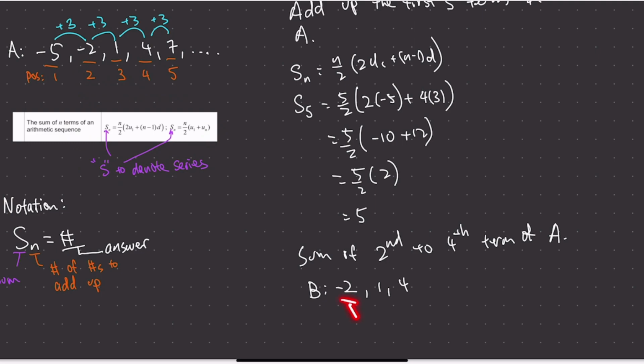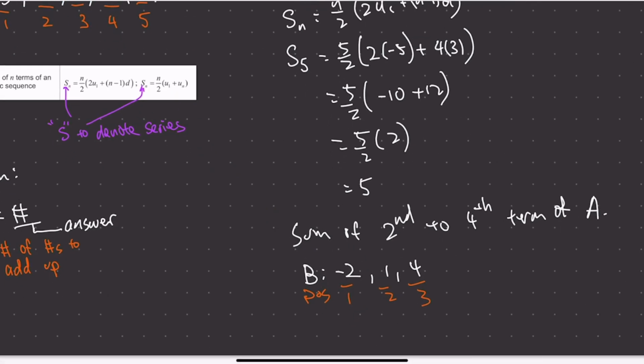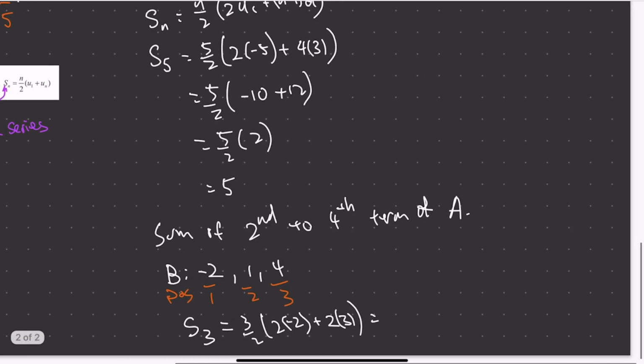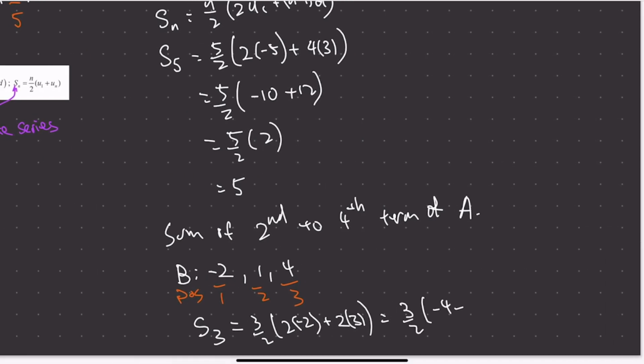So you need to start at position 1. We need to force this negative 2 to be a position 1 number. So this is position 1, 2, 3. Then we can add up the first 3 positions of our imagined sequence B. So we have S3, because we're adding up the first 3 numbers, of 3 over 2 times u1, which is negative 2, plus 3 minus 1 is 2, times positive 3. So we get 3 over 2 times negative 4 plus 6, so this answer is going to be 3.